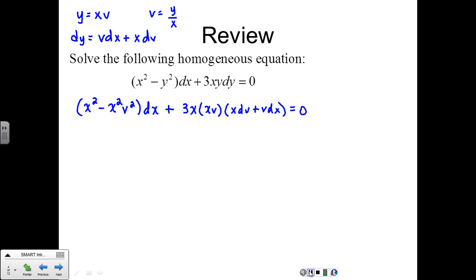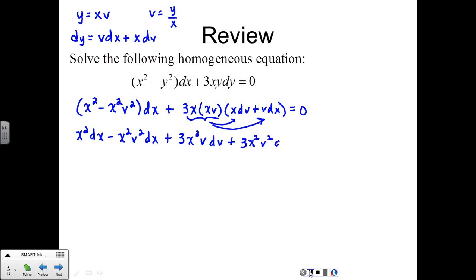It will be x squared dx minus x squared v squared dx. Okay? Plus, this would be 3x squared v times, I'm going to distribute that. So all this times that in distributive property. So that would be 3x cubed v dv plus 3x squared v squared dx equal to 0.